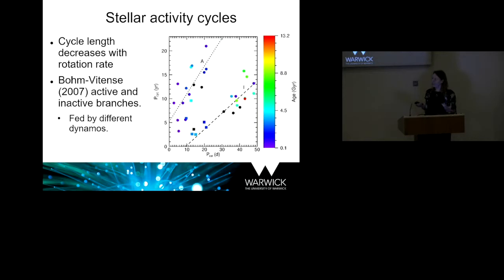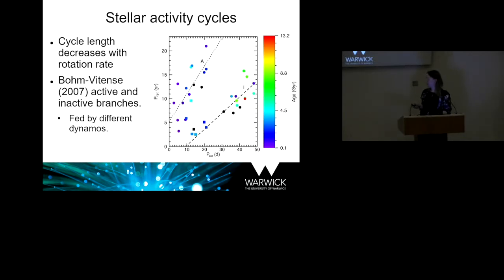And generally what we can see from this figure here is that the colours are showing you the age of the stars. And what we also see is that on the active branch, the stars are much younger than on the inactive branch. That's because as the star ages, its rotation rate slows down because of loss of angular momentum from stellar winds and magnetic braking. And so stars become less active as they grow older.